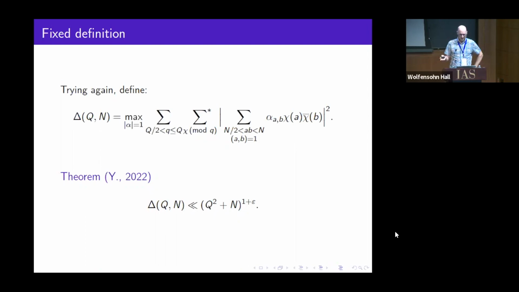And then it turns out that if you put on that condition, now you can get the sharp large sieve inequality of the size of the family plus n, although with an extra epsilon here, and the implied constant depends on epsilon. But okay, so that's the main result that I want to talk about today.